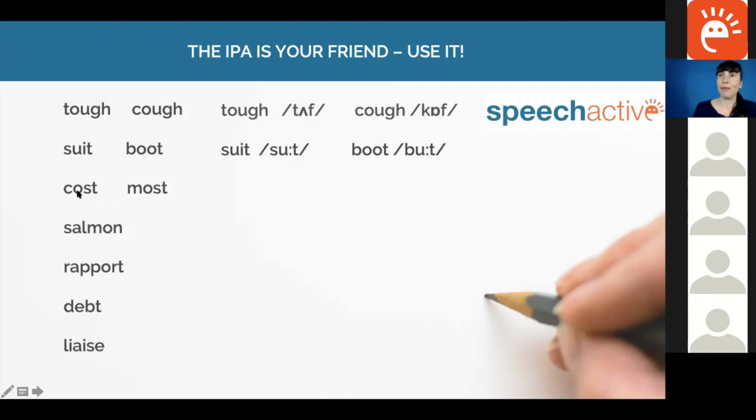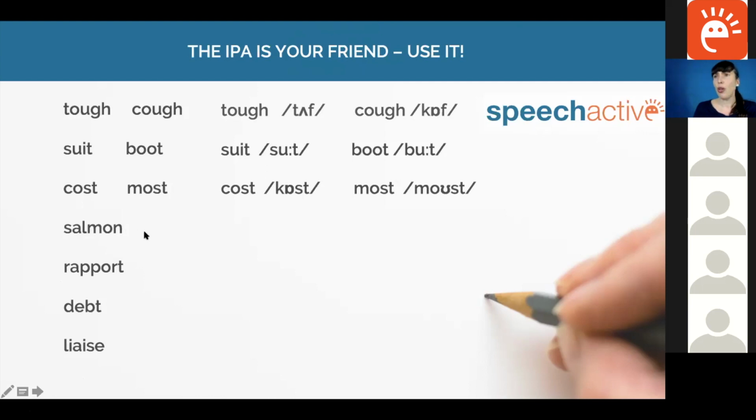Same or different? Some people are saying same, some people are saying different. Let's have a look at the IPA. The IPA will tell us. Very different. This one here is a short O, cost. This one here is the double vowel O, most. Okay, very different. Now the next one, if you say this word out loud, is there a silent letter in this word at all?